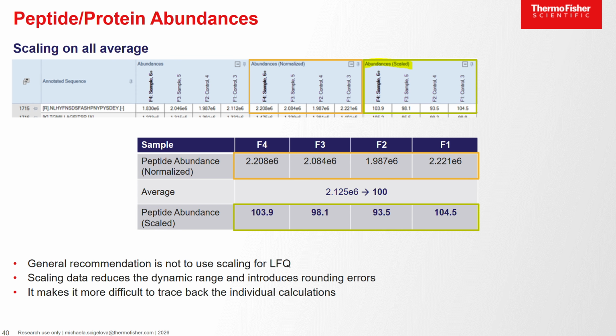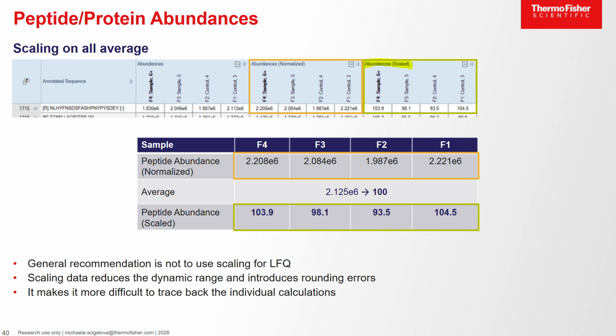The calculation proceeds in this case by first taking the normalized abundance values and then calculating the average of all these values. This is then put as equal to 100, and all the individual normalized abundances are recalculated compared to that calculated average, what percentage they represent. So you will get values for proteins which are not changing, or peptides which are not changing, close to 100, 103 as you see, or 98, things like that.